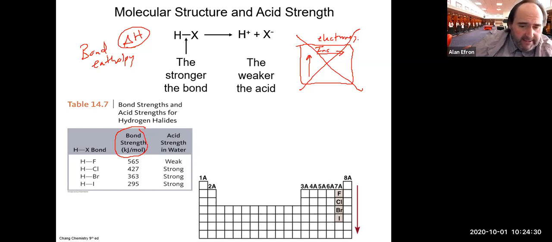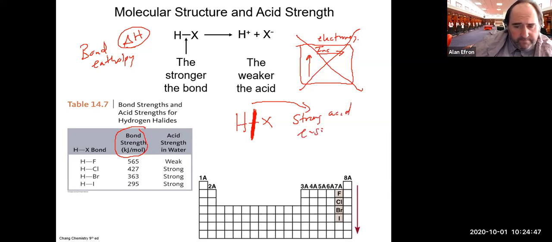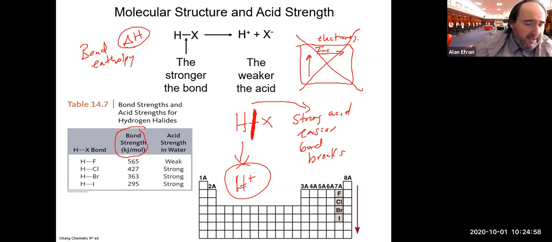And the reason for that is, in order for something to really be an acid, you need to break this bond. So the easier this bond breaks, the stronger the acid will be. And why is that? Because if that bond breaks easily, that means that this acid will generate a bunch of free H plus relatively easily. The alternative is if it is really hard to break that bond, it's going to hang on to that H.